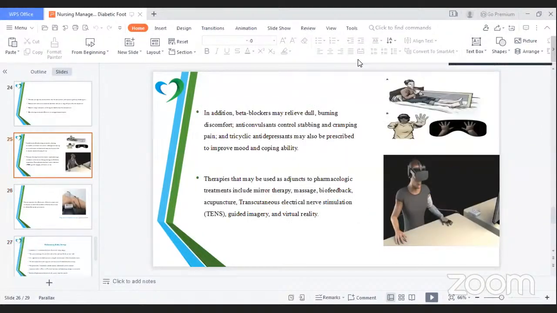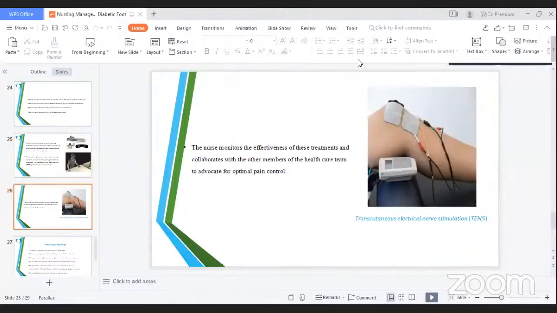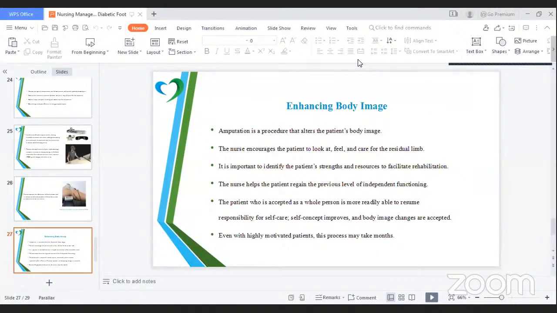As in the picture, this is mirror therapy and virtual reality. And here TENS. Another important part is enhancing body image.